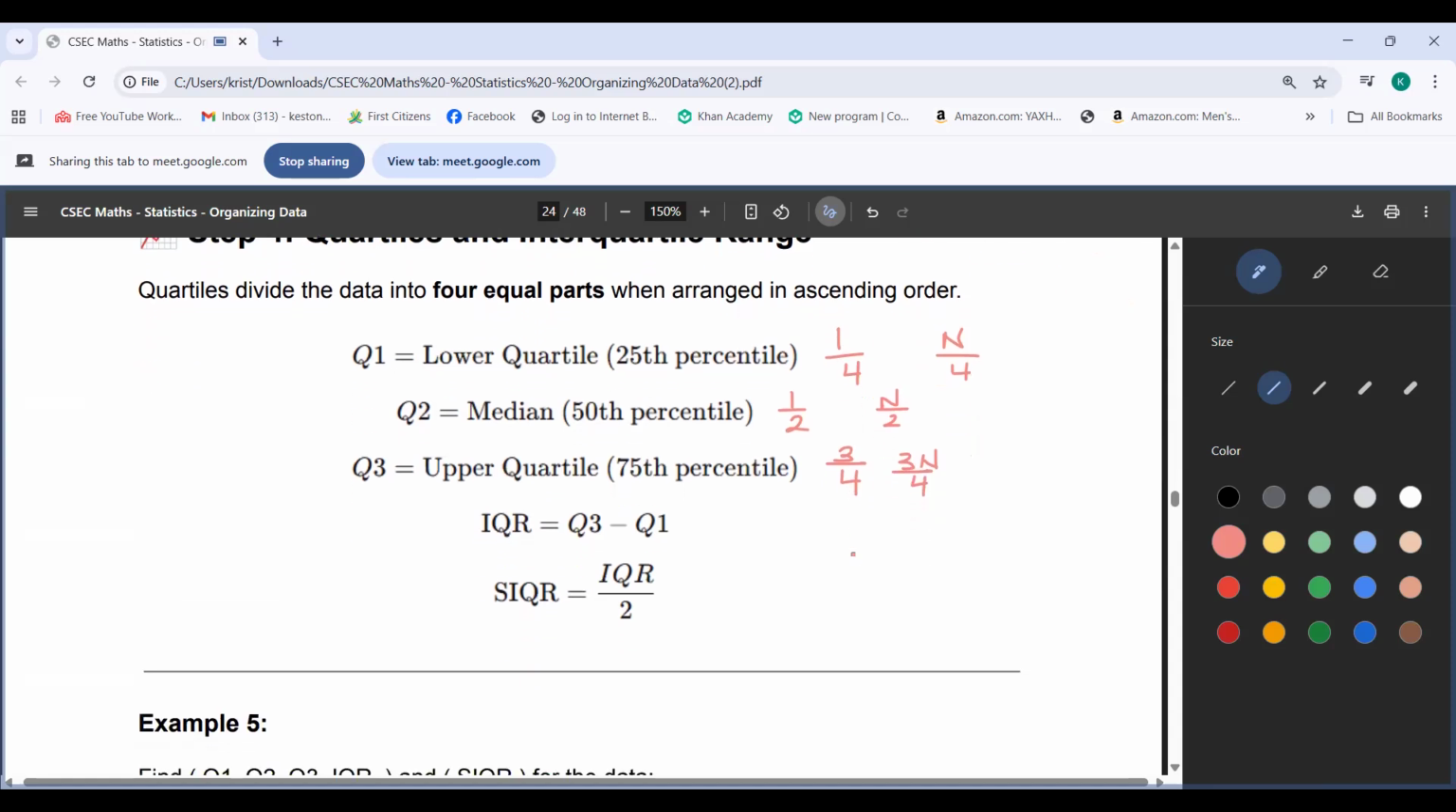Right? Now, the interquartile range, IQR, stands for interquartile range. It looks at the values in between your third, your upper quartile, and your lower quartile. So it looks at 50% of the data.